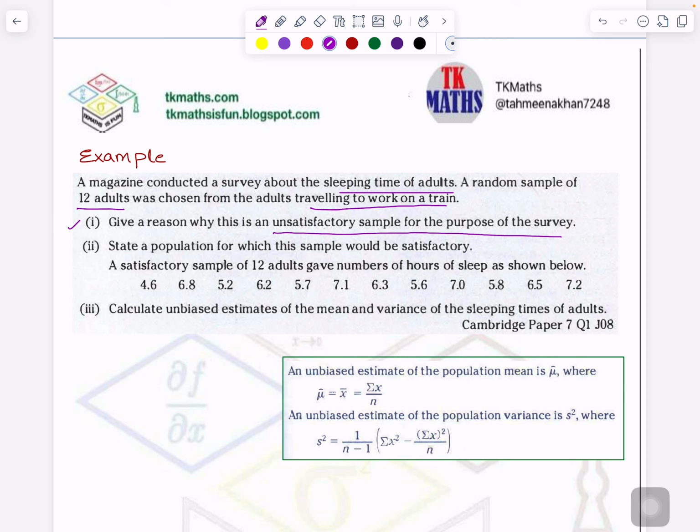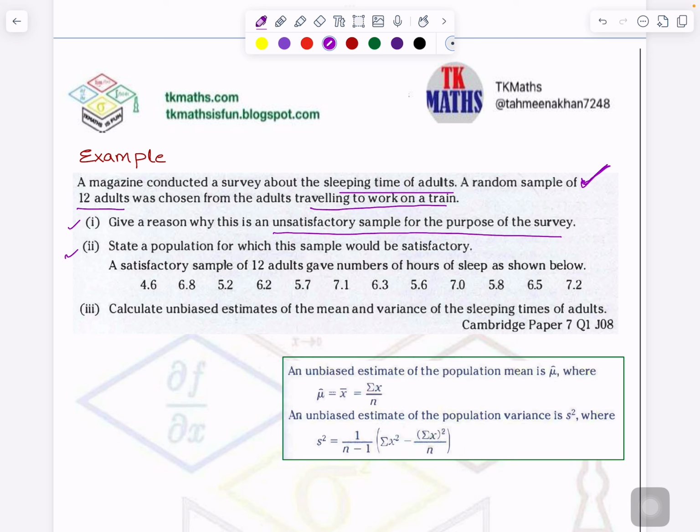Okay, simple reason. For part 2, state a population for which this sample would be satisfactory. So now I'm taking the same sample which I have mentioned in the first 2 lines, but what should I say about what survey I am doing so that this sample becomes satisfactory? So what should be your statement? Yes, you can say a satisfactory population would be adults who travel to work on a train. So I can say that I am conducting a survey in which I will find out the sleeping time of the adults who travel to work on a train. If I write like this, it means it is fine.